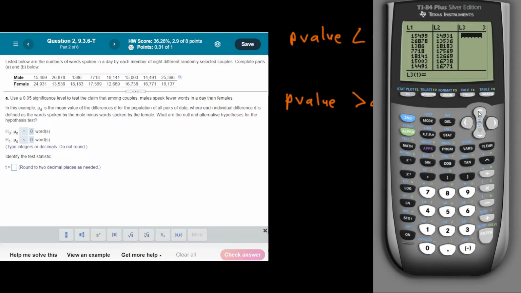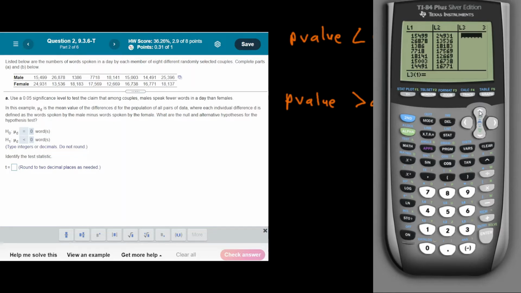Okay, so I know you don't want to sit there and do 15499 minus 24931. If you have the patience, I say go for it. I don't recommend it at all. You have a calculator, make the calculator do your work for you. So here's how you do it. We're going to put all of our differences, once we subtract them, inside of our L3.